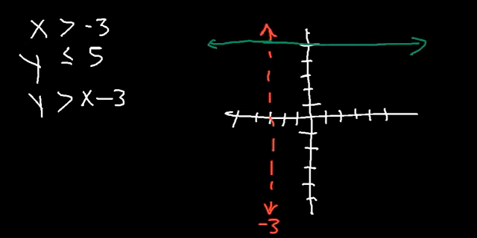And y is greater than x minus 3. So the y-intercept is at -3. And there's a 1 in front of x, so the slope is 1. So every time you move 1 to the right, you go up 1. And it's going to be a dashed line.